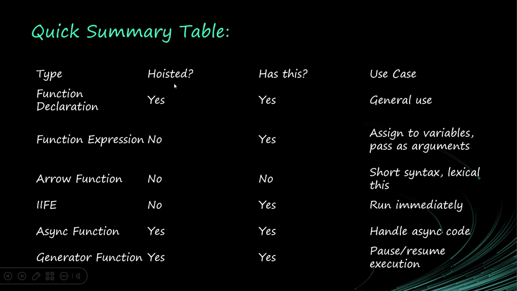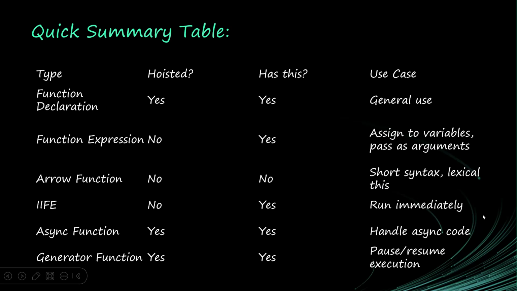Arrow function does not hoist. It does not have its own this keyword. It's for short syntax, and it has the lexical this from its outer scope. It doesn't have its own this object, but it can borrow from the surrounding environment. Immediately invoked function expression does not hoist. It has its own this keyword.